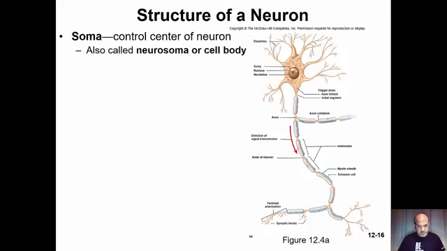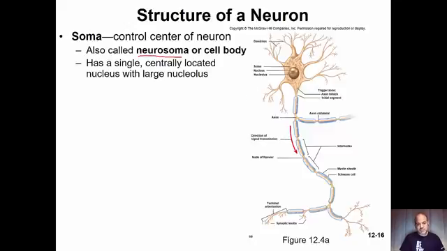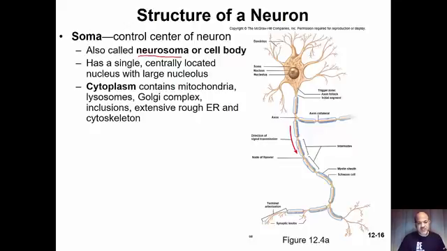So looking at the specific structure of a neuron, the soma is the main control center of the neuron, and neurosoma is another term we can use, which translates to nerve cell body. It has a single, centrally located nucleus with a large nucleolus. There's the nucleus and the nucleolus. Recall the nucleus contains the DNA, and the nucleolus produces ribosomal RNA. There's cytoplasm in there, and that cytoplasm contains organelles, proteins, and cytoskeleton.